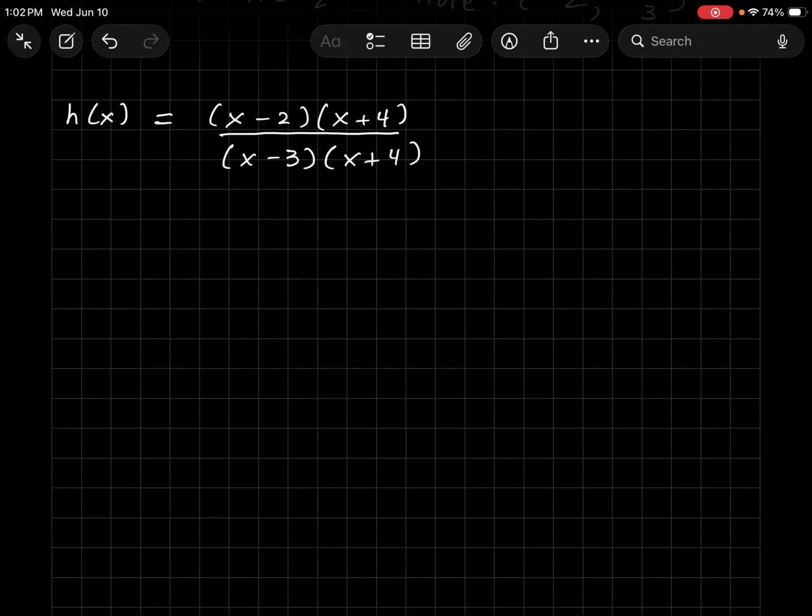Without using a computer, do you think this function will have any vertical asymptotes? If so, where and how do you know? Do you think this function will have a hole or holes? If so, where and how do you know?